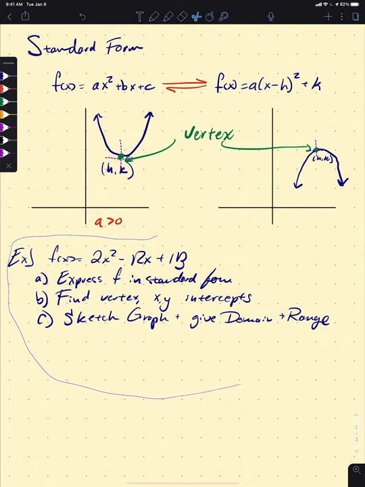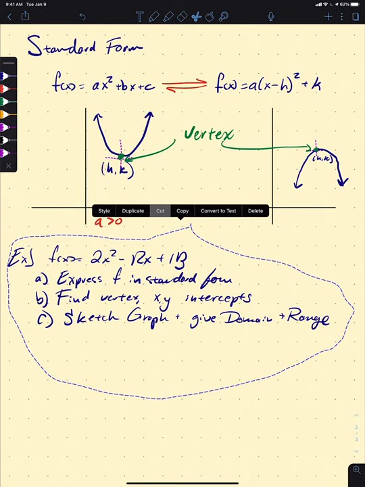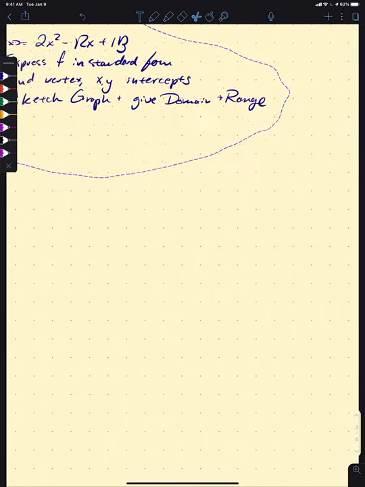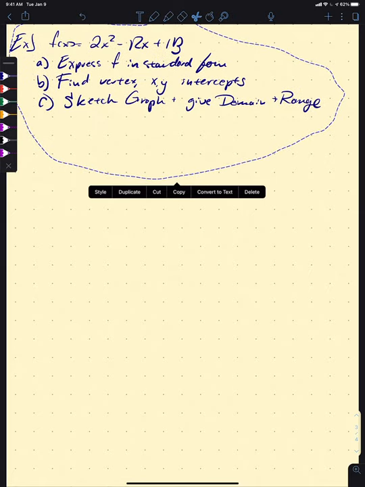So I think we might need a little bit more room than that left us with. So let's just go on to the next page and put it there.